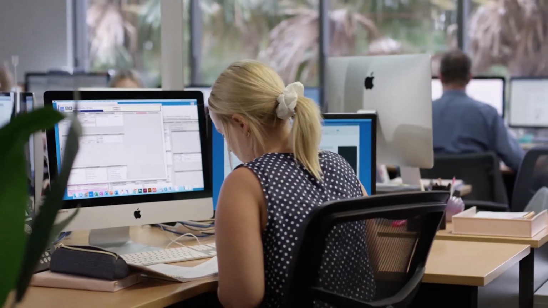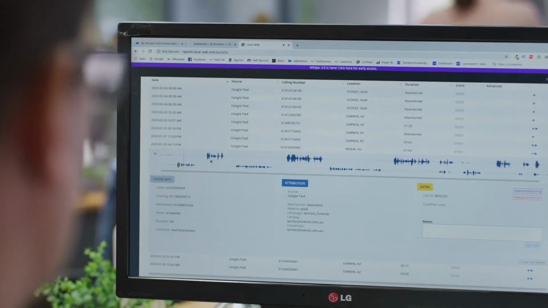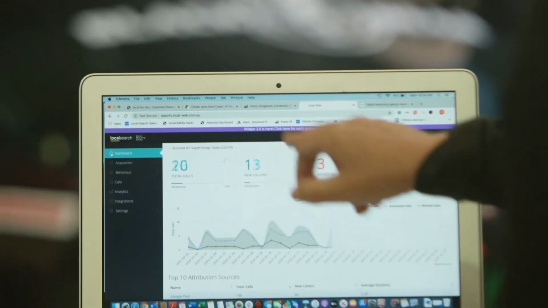They are like having a marketing team of your own. It's by far the most important thing to this business and surviving and growing.